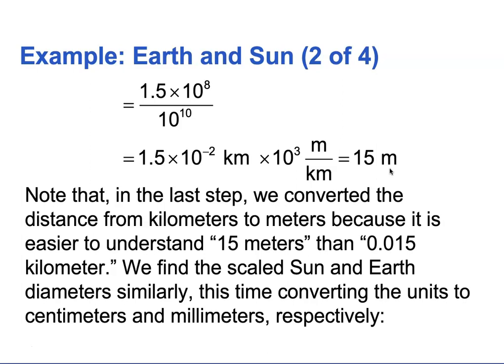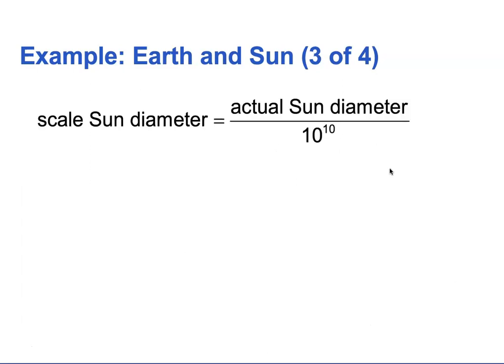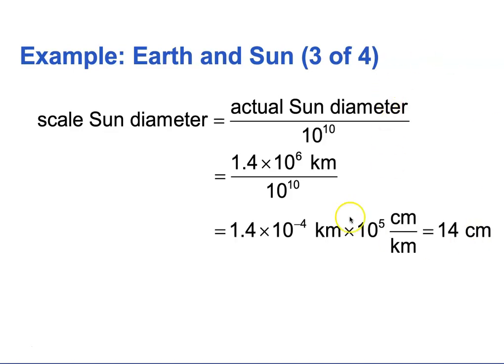We find the scaled Sun and Earth diameter similarly, this time converting the units to centimeters and millimeters respectively. So the scale of the Sun's diameter, the actual Sun diameter, is going to be divided by 10 to the 10th because we're still doing that scale that they asked for. So it would be 1.4 times 10 to the 6th kilometers divided by 10 to the 10th. Again, same bases, so you would subtract. 6 minus 10 gives me the negative 4. This is understood to be 1 times 10 to the 10th, so I just bring down my 1.4.